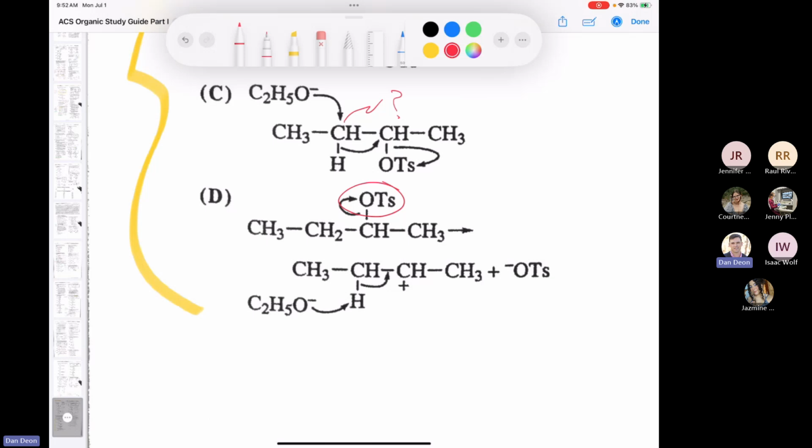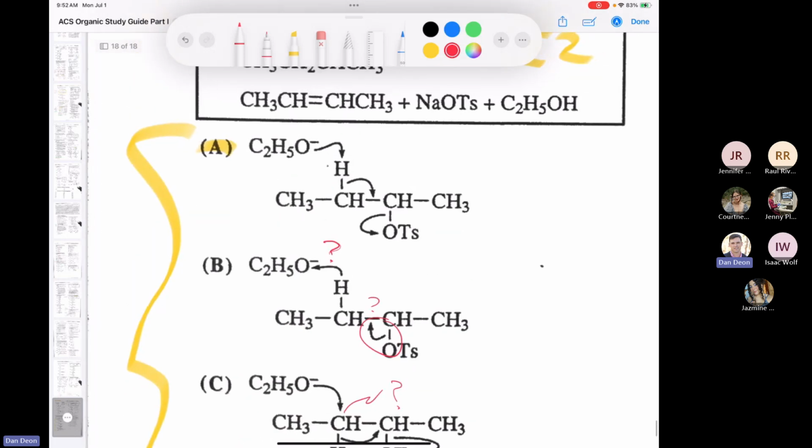This is an E2, right? This would be step by step. This is an E1, and this is not the mechanism, okay? This is the mechanism here, right? You extract the proton, form the double bond, lose the leaving group. There we go. Looks good to me. So this is the proper mechanism of an E2 reaction.